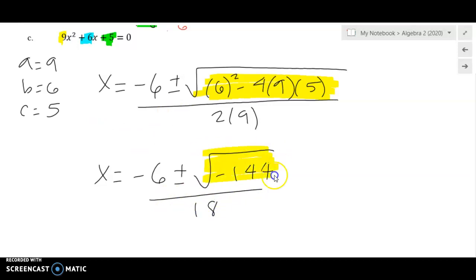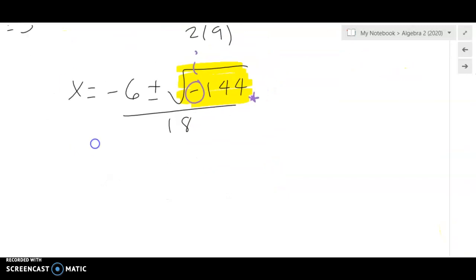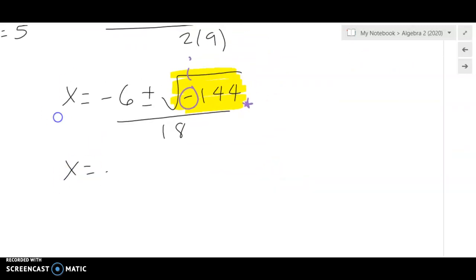And I'm going to still stay focused on that root part, that yellow part. I'm going to see if I can break it down, and this one's actually special. I need to pay attention to that negative sign. That means I'm going to have an i in my answer, and then the square root of 144 is actually a perfect square. So let me write this, clean this up a little bit for you. So I'm going to have x equals negative 6 plus or minus. I have the i, that's that negative sign, and then hopefully you know this, the square root of 144 is just 12. That's a perfect square, and then it's all over 18.